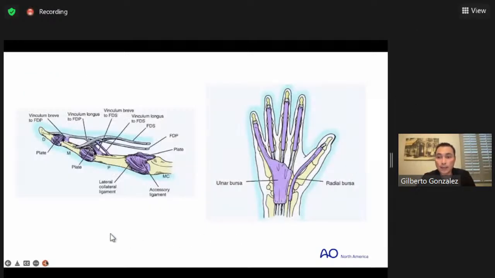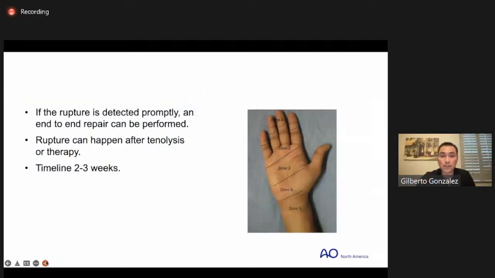Here is a little drawing about how complex the flexor tendon system is, not forgetting the importance of the vinculae and all these tendons connected by a sheath system that goes all the way to the wrist.